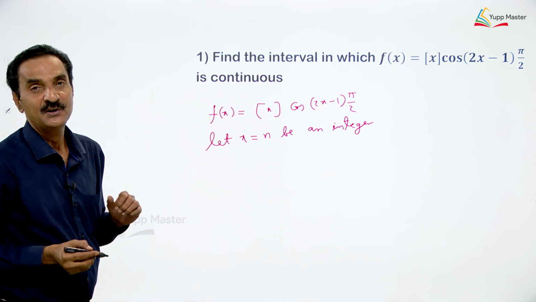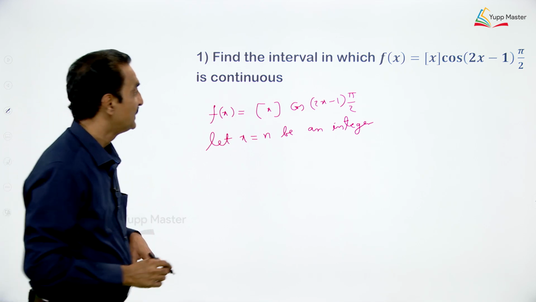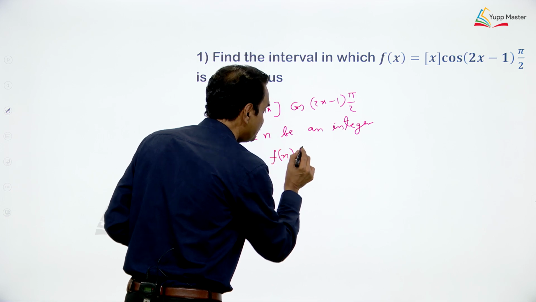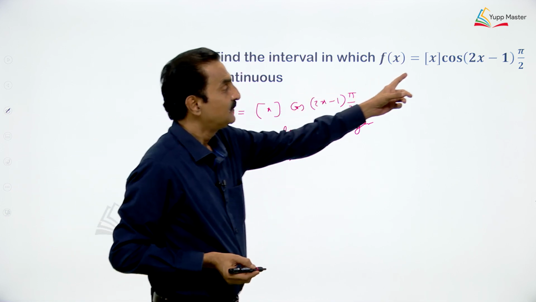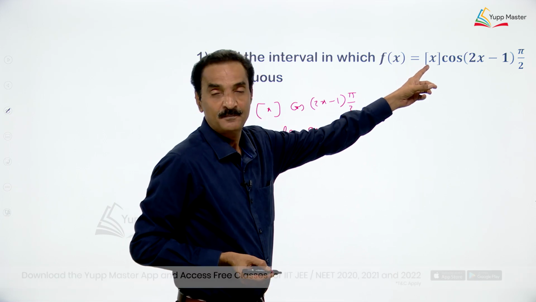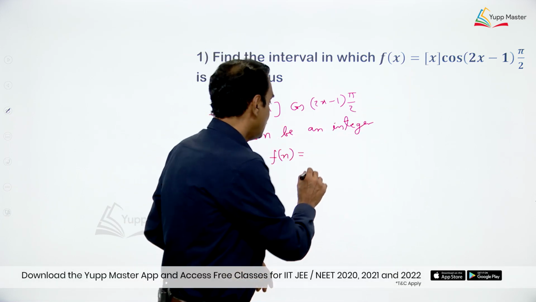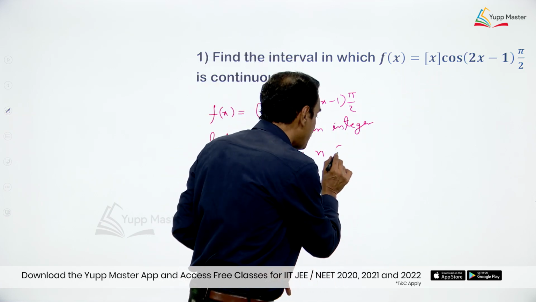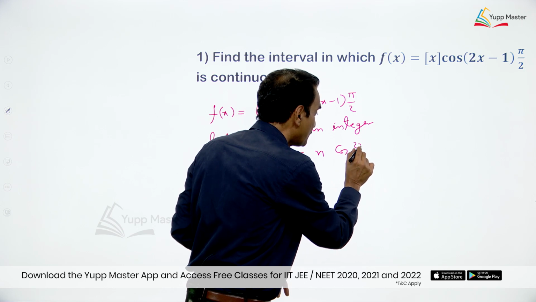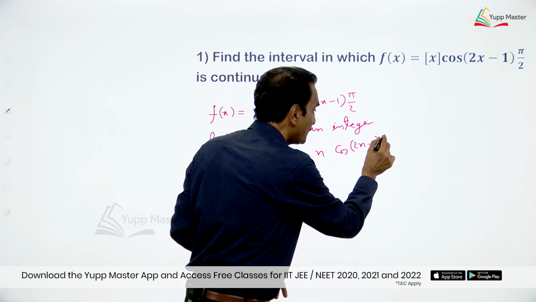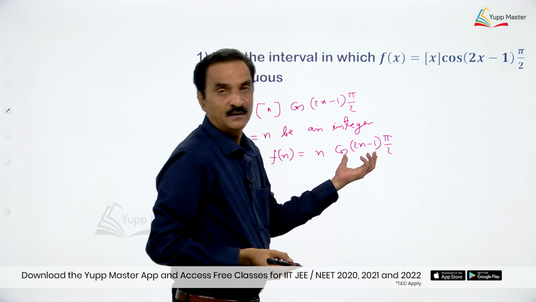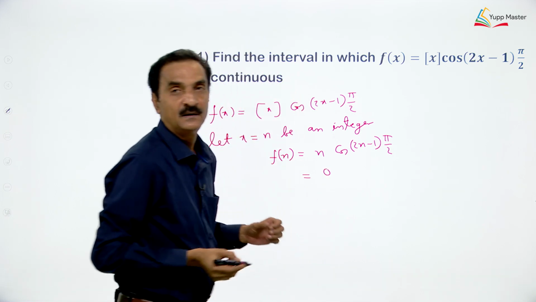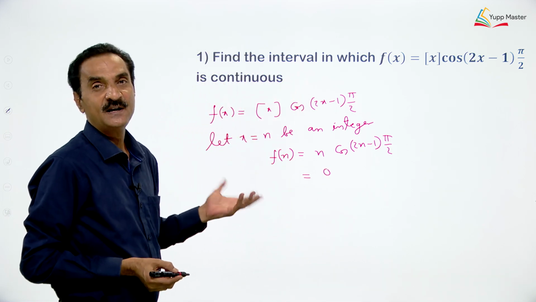Now, I am verifying the continuity at x is equal to n. First, f of n is equal to, what is the integral part of n? It is n, into what is cos of 2n minus 1 into pi by 2? It is 0. So, f of n is 0. Now, let us verify the left hand limit and right hand limit.